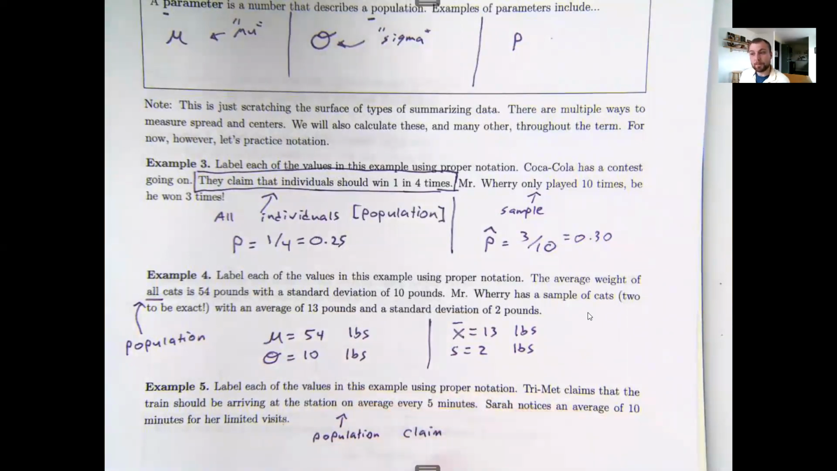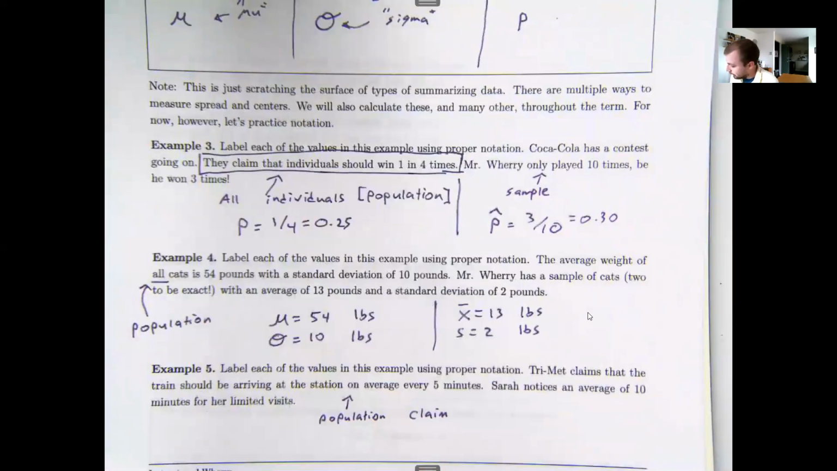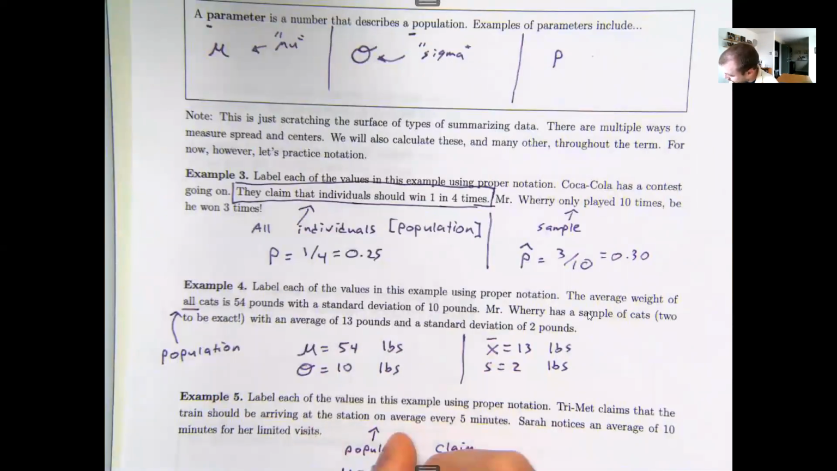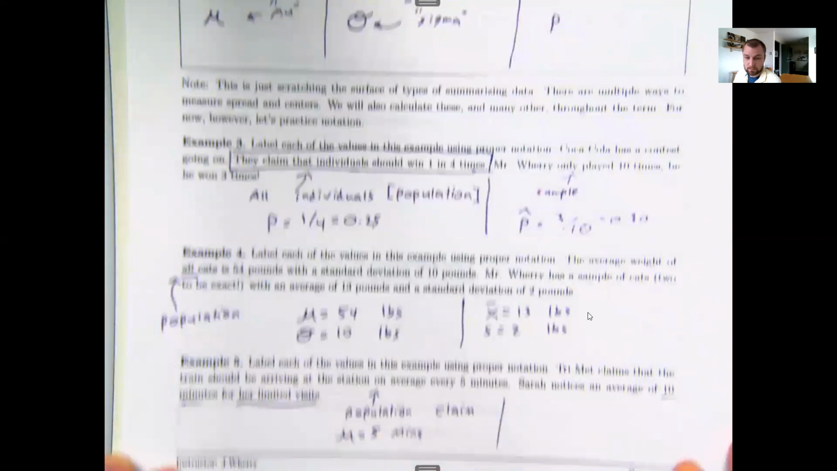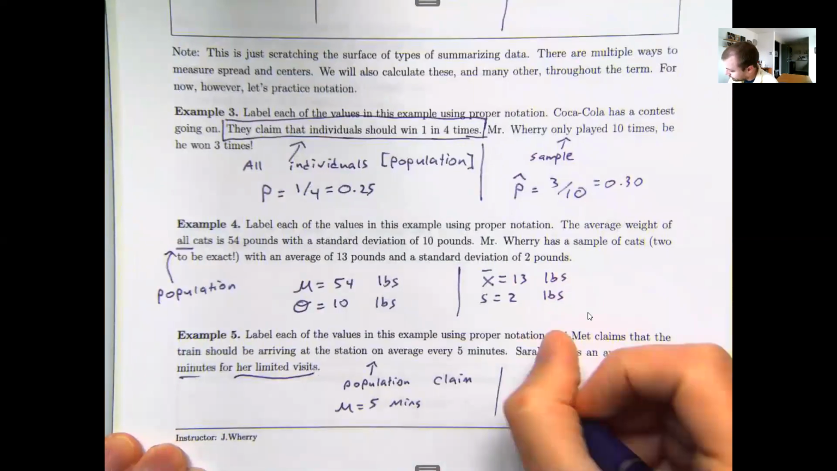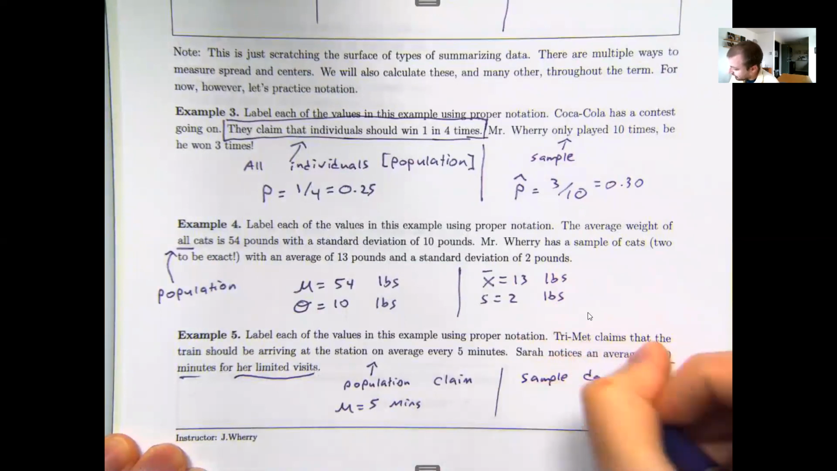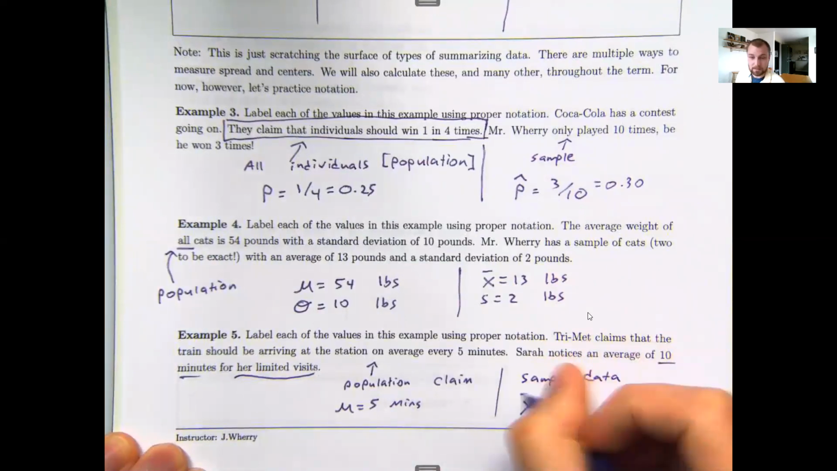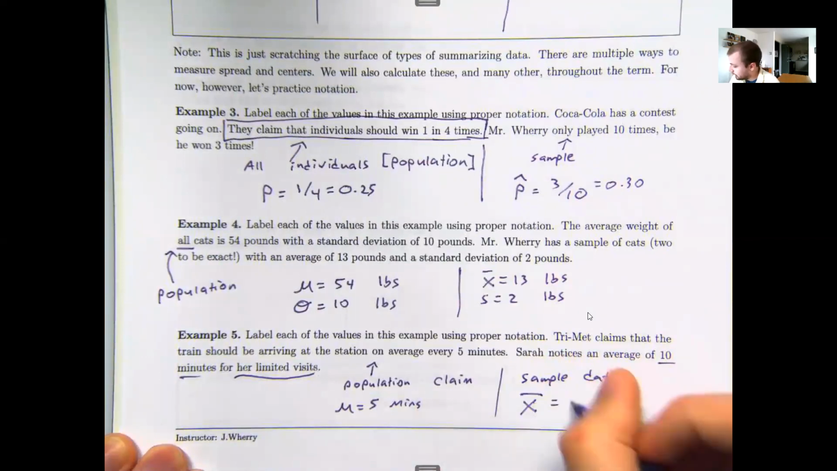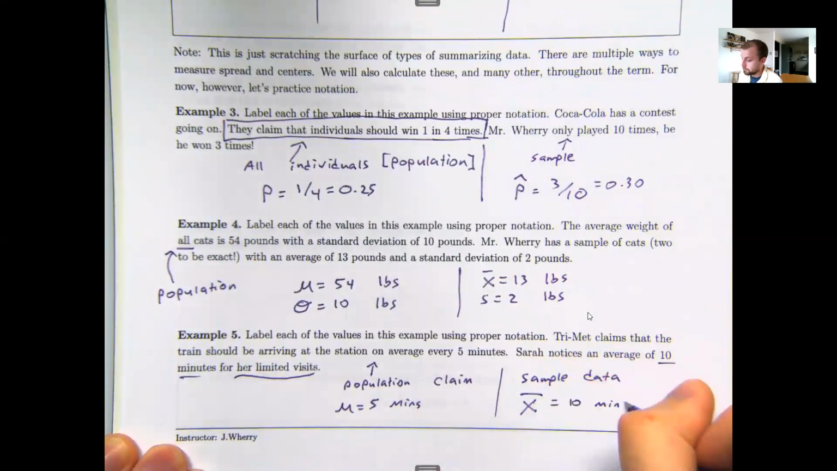Or you might even say sort of like a population of interest. On average, every 5 minutes. So average for population, that's mu equals 5 minutes. In contrast, she's seen an average of 10 minutes for her limited number of visits. So for the sample data here, she has a sample average, an X bar, of 10 minutes.